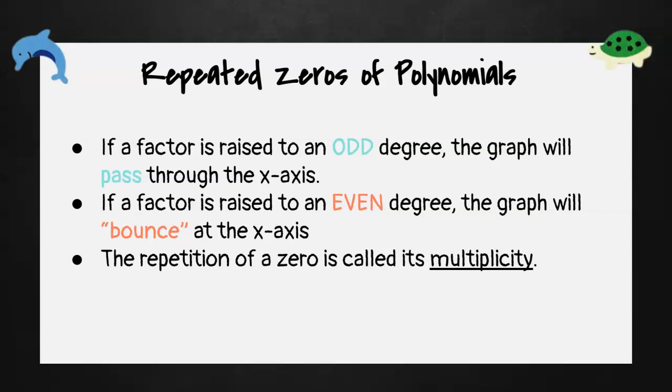One thing that you want to think about is that sometimes you could have repeated zeros. What that means is that if a factor is raised to an odd degree, which you just saw, so it is raised to a degree of 1 or any type of odd degree, your graph is going to pass through your x-axis. That's what we saw in the last two examples, but let's say our factor is raised to an even degree, like a 2. The graph is actually going to bounce at the x-axis. That repetition of that zero is called its multiplicity.